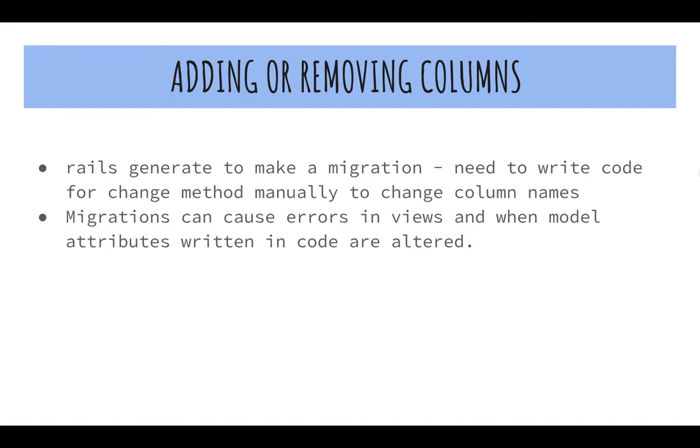So we've looked at adding or removing columns, and we use rails generate to make a migration, and we need to write the code for the change method manually to change our column names. Migrations can also cause errors in our views and when model attributes written in the code are altered. So do bear that in mind when you've run migrations. Often a simple answer to a rails server issue can be just to run the migrations when you first start working on a new app. I hope you've enjoyed that and look forward to our next lesson.